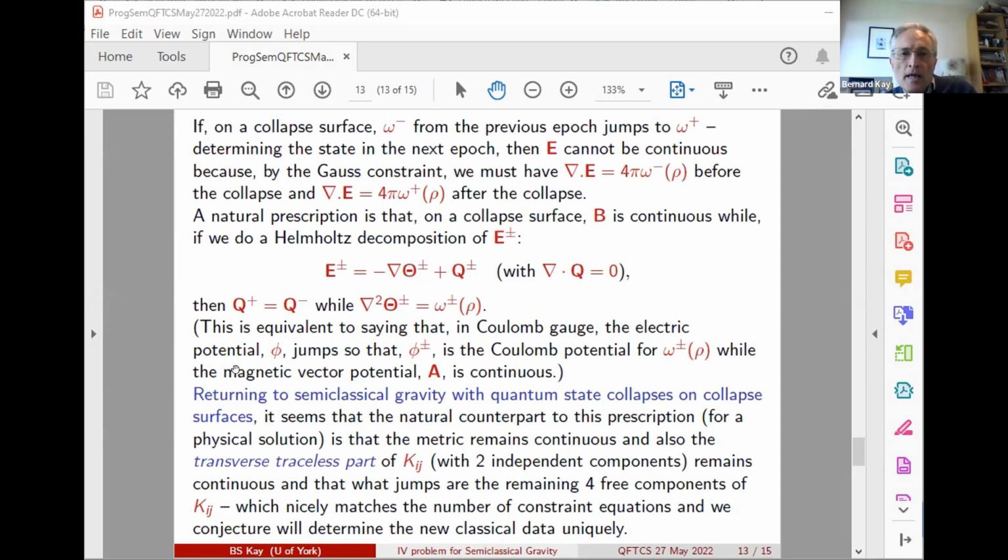Okay, this is equivalent to saying that in Coulomb gauge, the electrical potential phi jumps, so that phi plus or minus is the Coulomb potential for omega plus or minus of rho, while the magnetic vector potential is continuous.